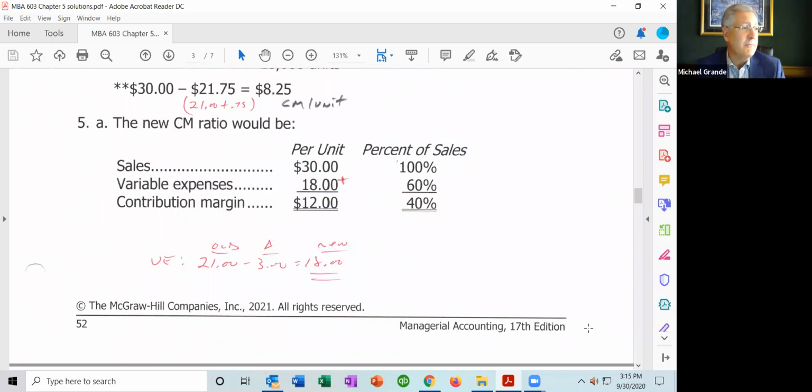So here's the new contribution margin per unit, right? The sales price stays the same at $30. The variable expenses go down, right? It says what? Variable expenses would be reduced by $3. So they were $21. I'm going to subtract 3. The new variable cost per unit is 18. The new contribution margin per unit is 12. And of course, if you change that mix, the contribution margin ratio changes as well, doesn't it? And you can see the new number. The contribution margin ratio is now 40%.